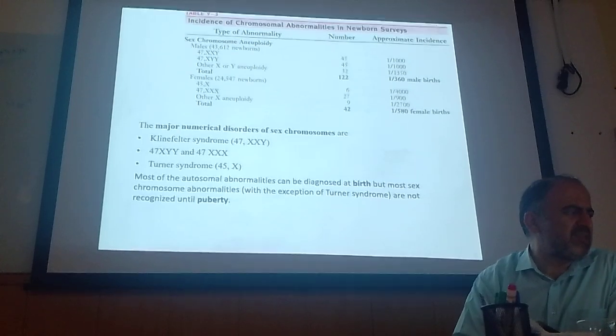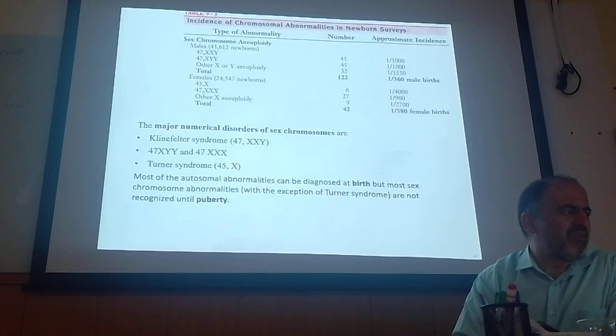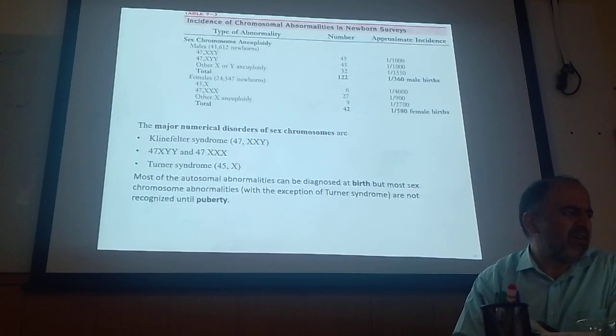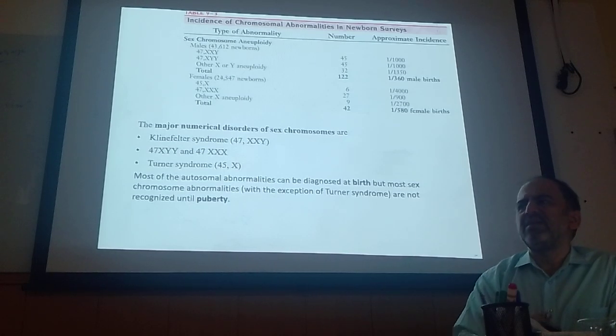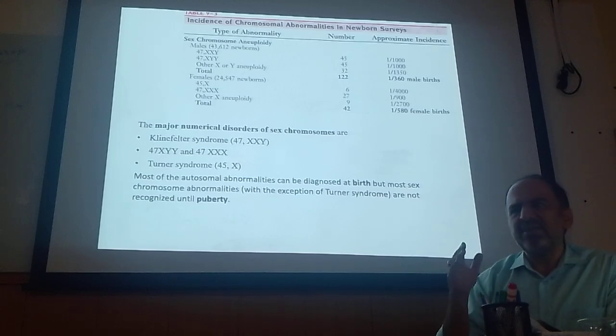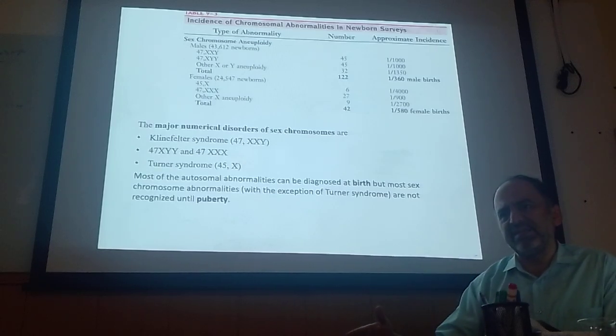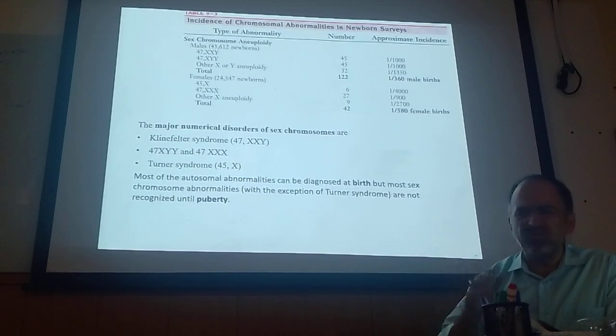sex chromosome abnormality. For female, Turner syndrome 1 in 4,000, triple X 1 in 900, other 1 in 2,700, total 1 in 580, which means sex chromosomal abnormality is much less in the ladies than in male, nearly two times.